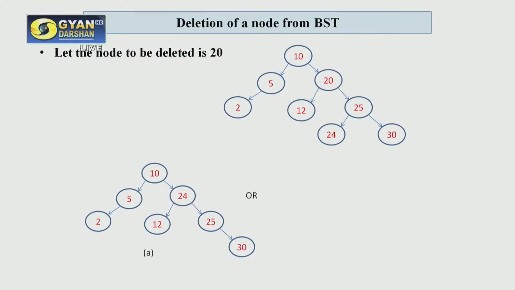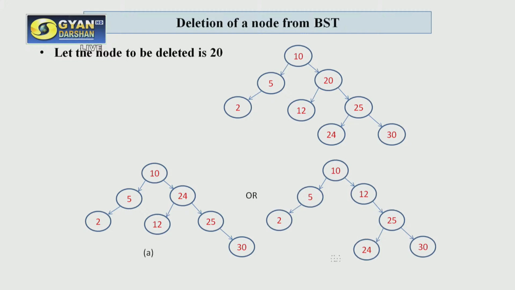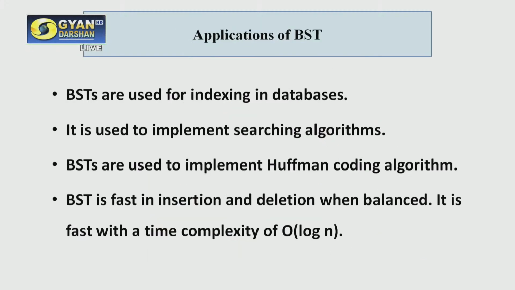So this is about the deletion in a binary search tree, and we can see a few of the applications of BST. BSTs are basically used for indexing in databases. They can be used to implement searching algorithms. The binary search algorithm is based on that. BSTs are used to implement the Huffman coding algorithm. And as I told you, insertion and deletion are faster when it is well balanced.